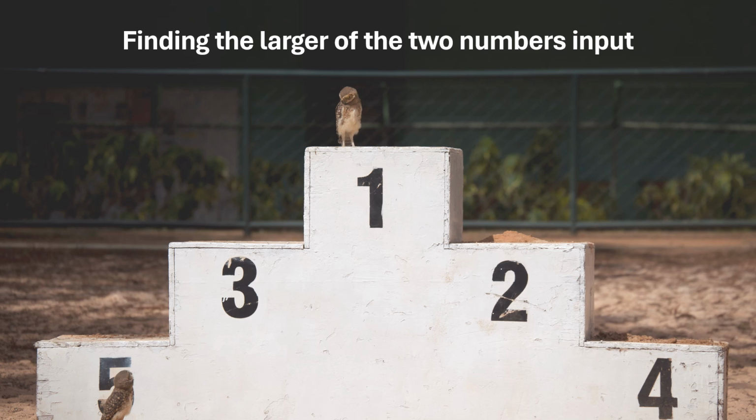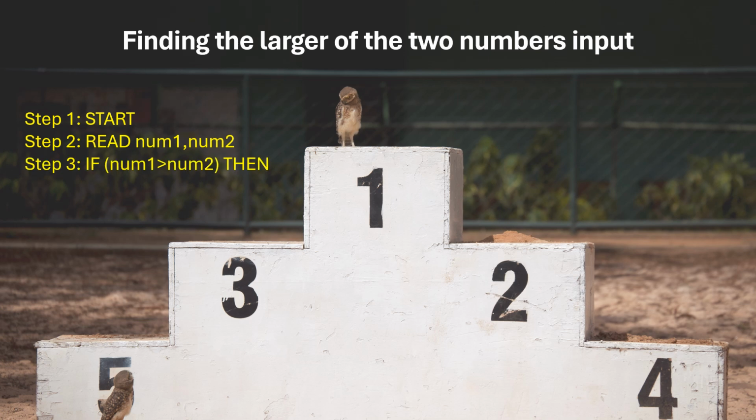Let's take an example of the if-else statement, the first one being finding the larger of the two numbers. For that, we need two numbers. So we are going to first write down the algorithm: start, read num1, num2. If num1 is greater than num2, then write num1. And if the condition is false, that means the bigger one is num2 this time. So in the else statement, we are going to write else, write num2, and then exit the algorithm.